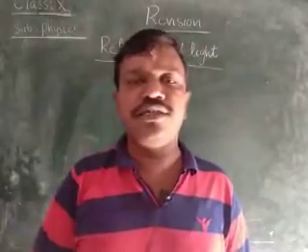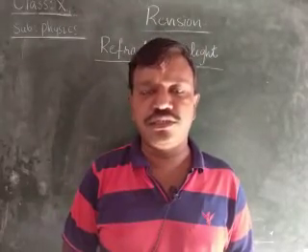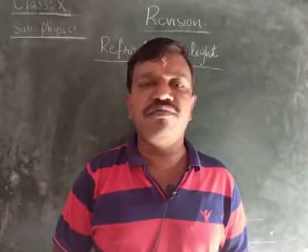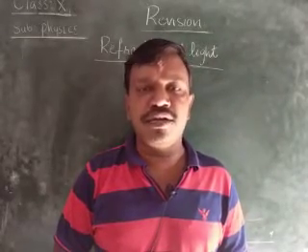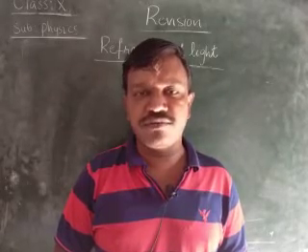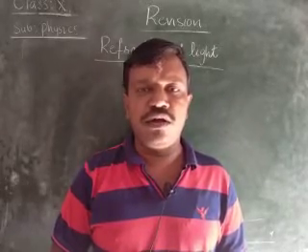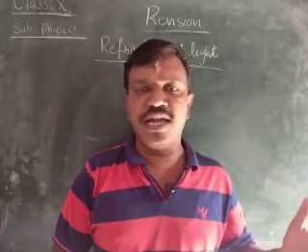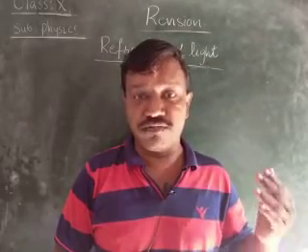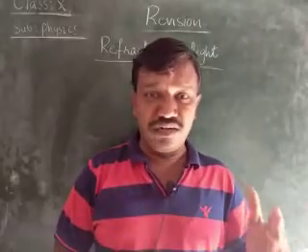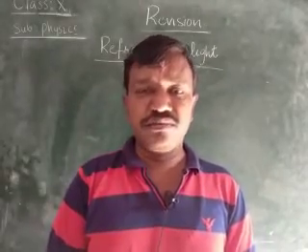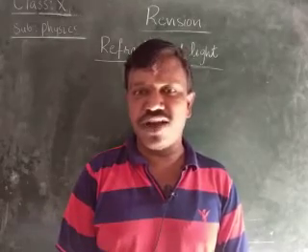Children, as we are revising the refraction of light by curved surfaces, as a part of the revision, we completed what is refraction. What is the rarer medium, what is the denser medium, what is critical angle, what is total internal reflection, what is refractive index, what is relative refractive index, and what are the laws of refraction.